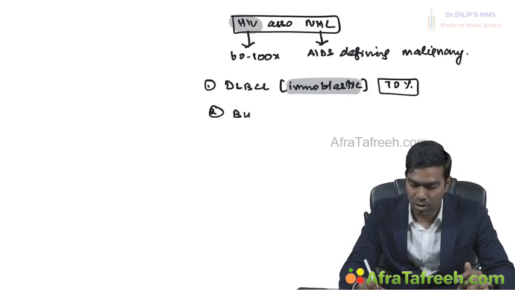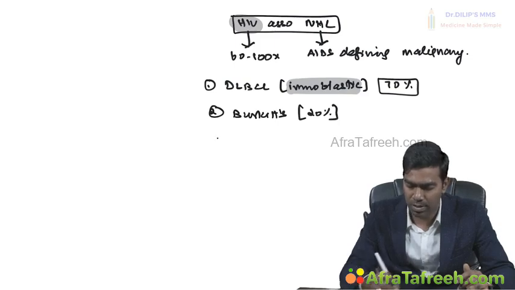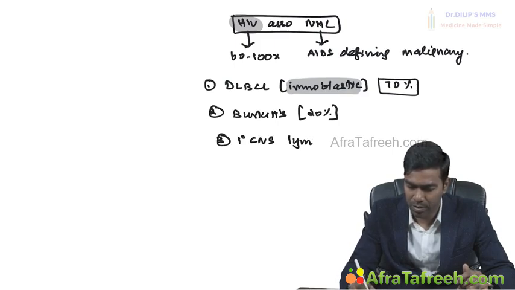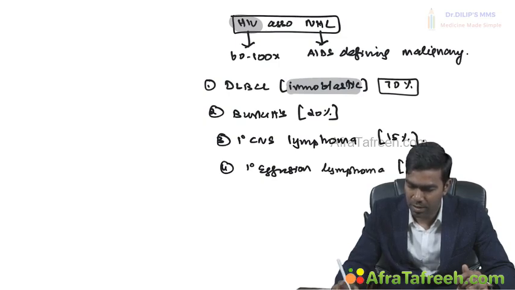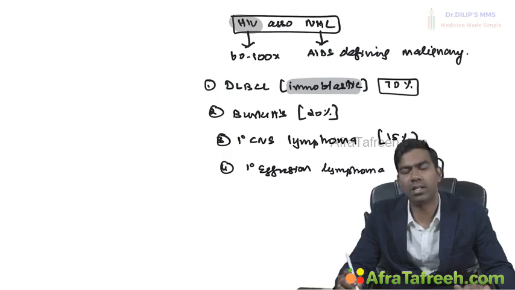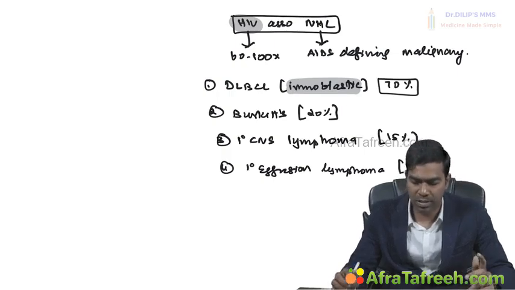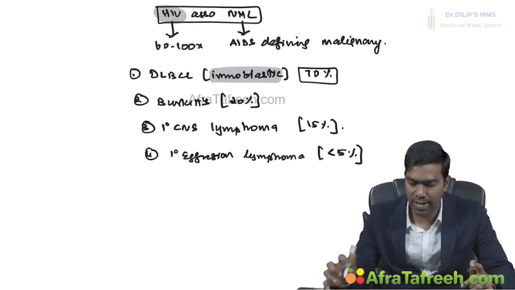And second one, you have Burkitt's phenotype, Burkitt's lymphoma, that happens in 20% of the cases. And you can get primary CNS lymphoma that contributes approximately 15% of the cases. And fourth one, you have something called primary effusion lymphoma, that happens in less than 5% of the cases. So these are the percentages that you have to know. These are the 4 different types of AIDS related malignancies.